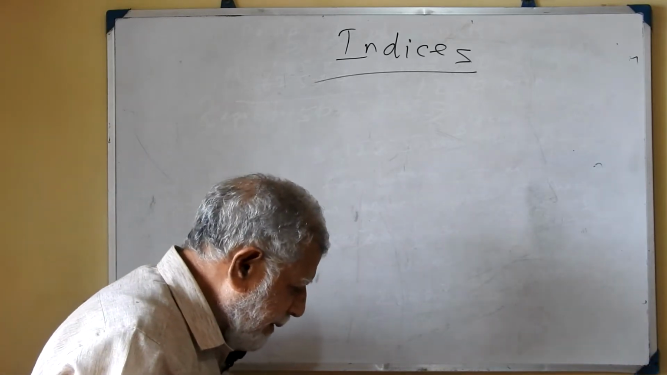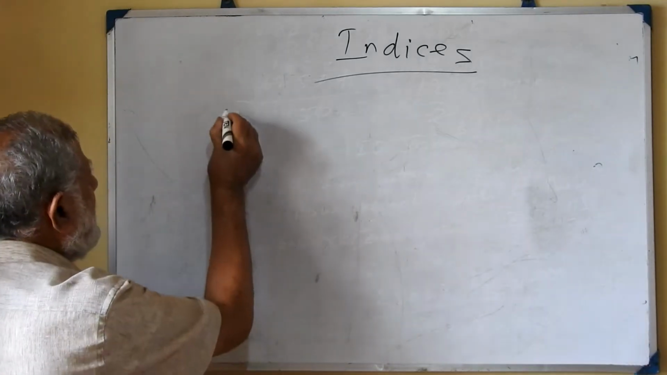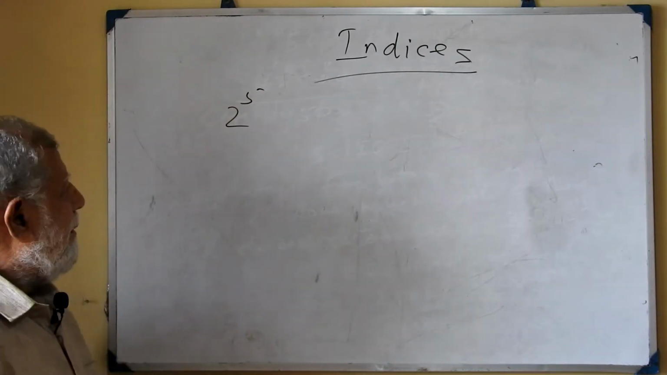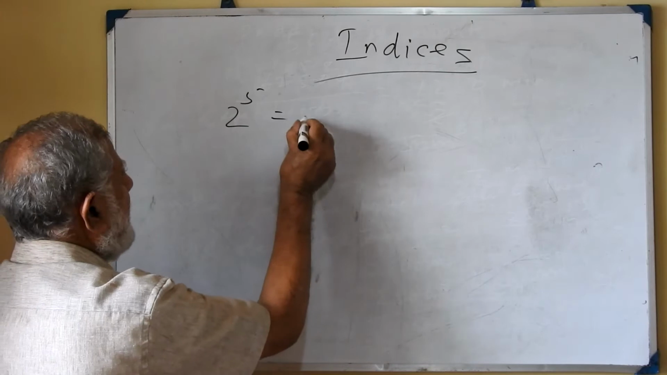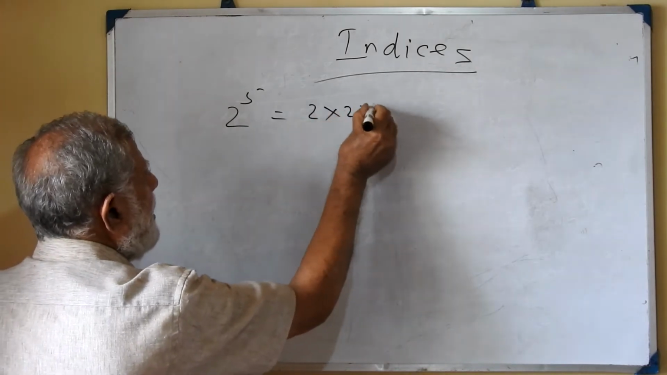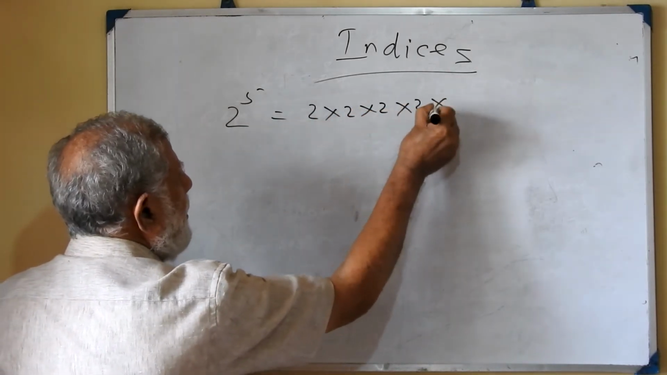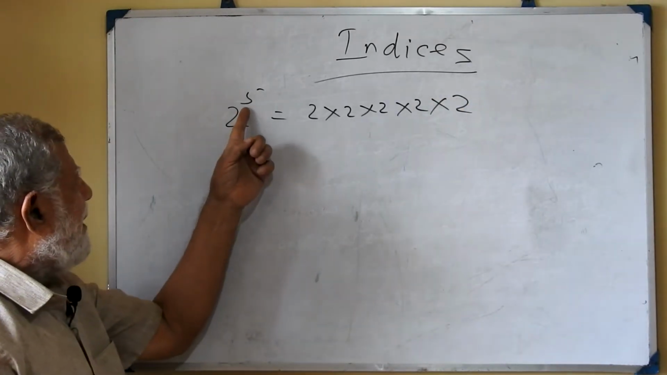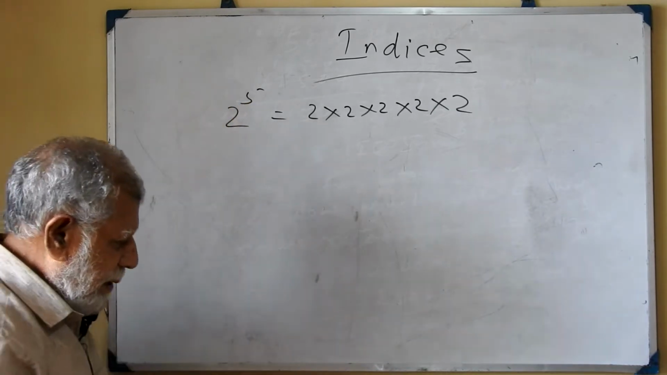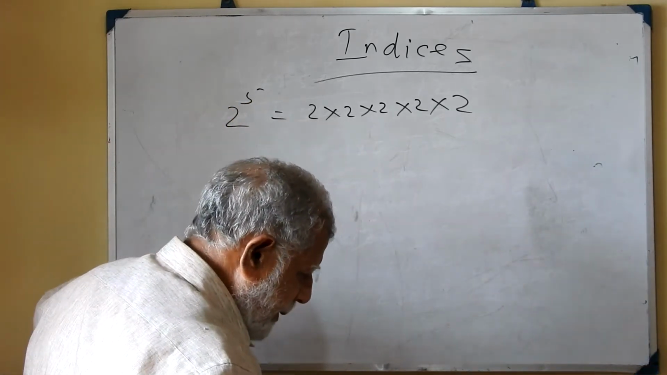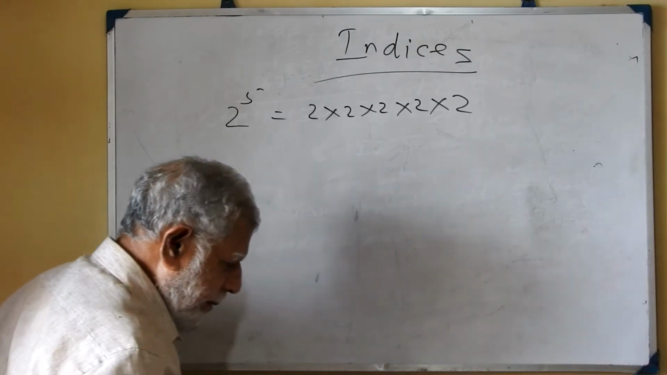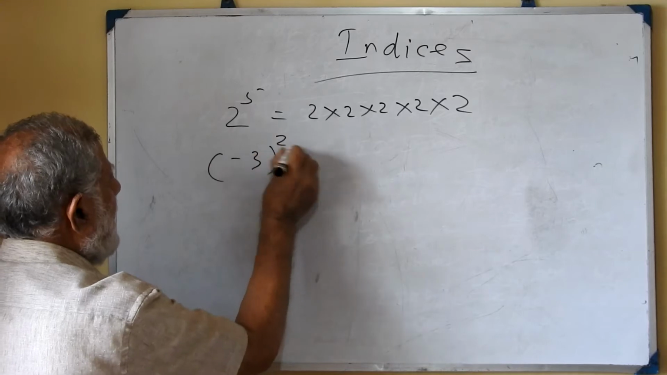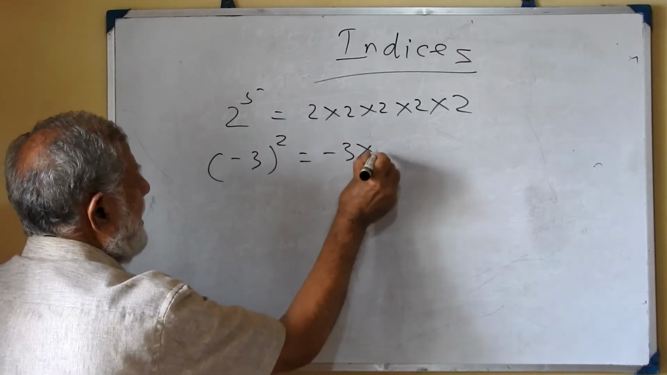Now, what is indices? Indices means powers. For example, suppose you have 2 to the power of 5. 2 to the power of 5 means we write like this: 2 into 2 into 2 into 2 into 2. When you multiply 2 five times, we write that 2 to the power of 5. You write the 5 above. It's called a power. So if we write minus 3 to the power of 2, that means minus 3 into minus 3.